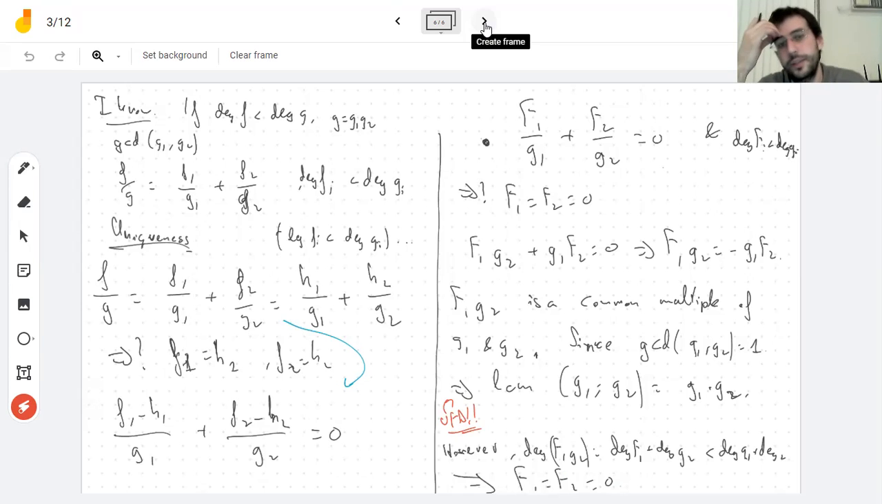All right, so there you go. That's the uniqueness. So now we can complete step two, which is most definitely the trickiest step of all three.